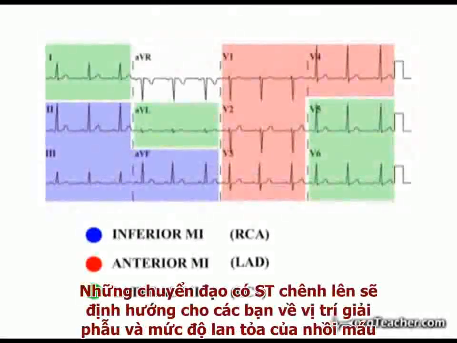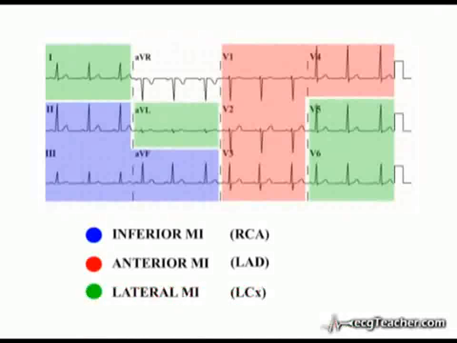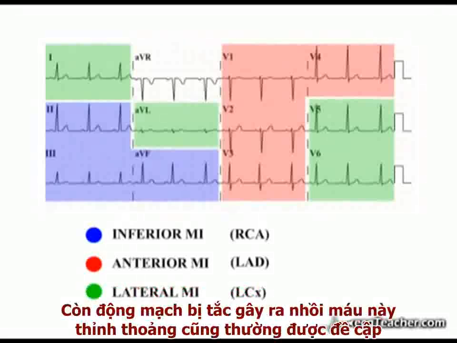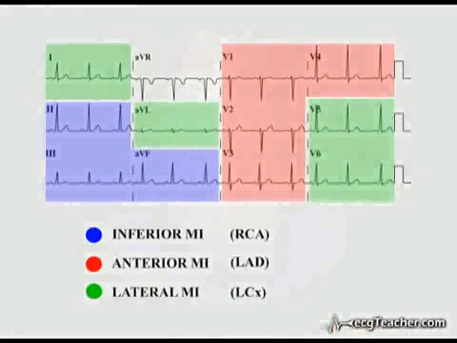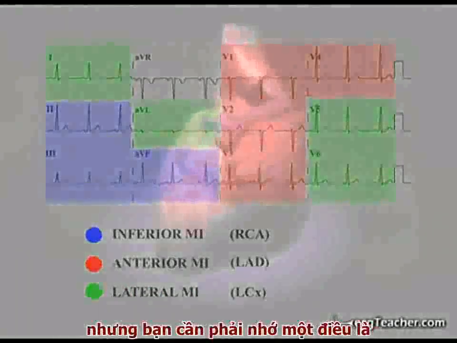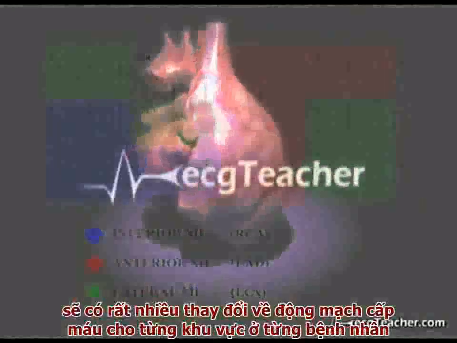The point is, in ST elevation MI, the leads in which ST elevation is present give you a good guide to the anatomical location and extent of the infarction. The artery responsible for infarction of the territory affected can usually be inferred, but there are well recognized variations in supply between individuals.